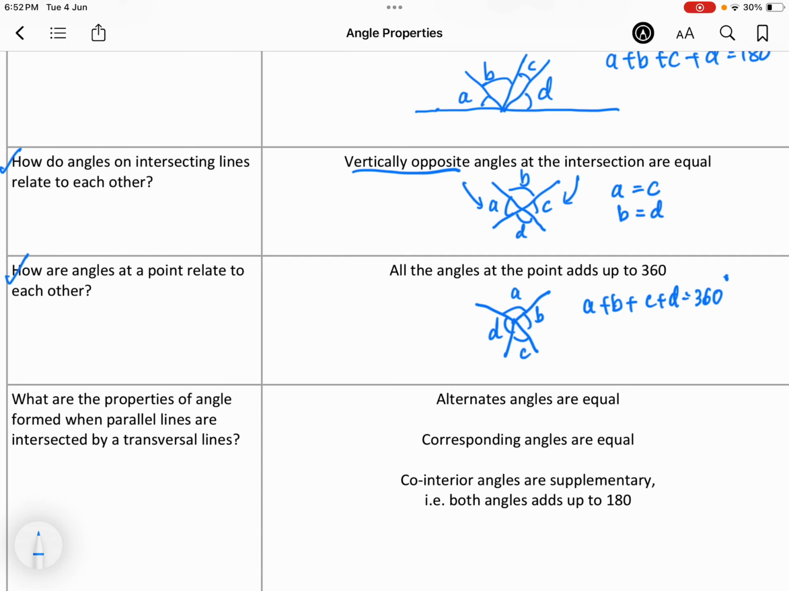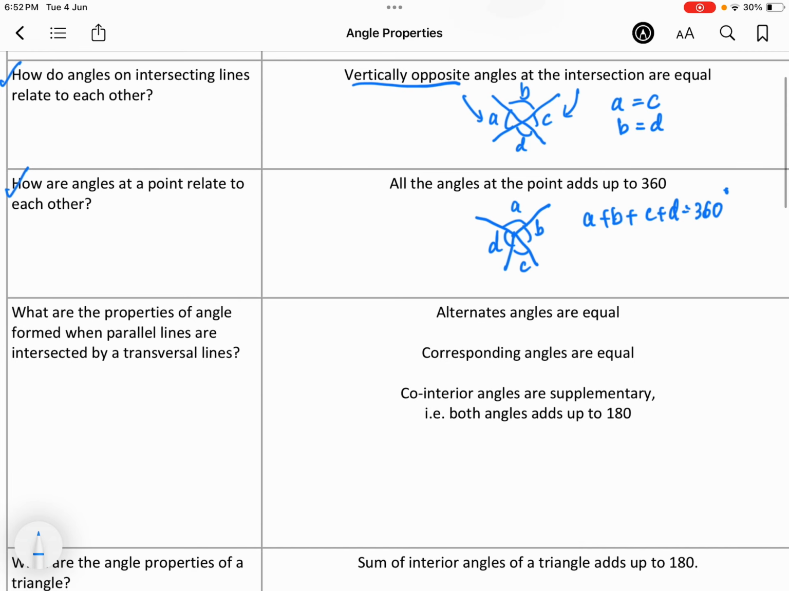Okay, moving on to the next one. What are the properties of angles formed when parallel lines, so these are the parallel lines, are intersected by a transversal line. So this is the transversal line. An example of alternate angles is A and B. They are equal, alternate angles. Corresponding angles, let's say I have here C. So for example, B and C are corresponding angles and they are equal.